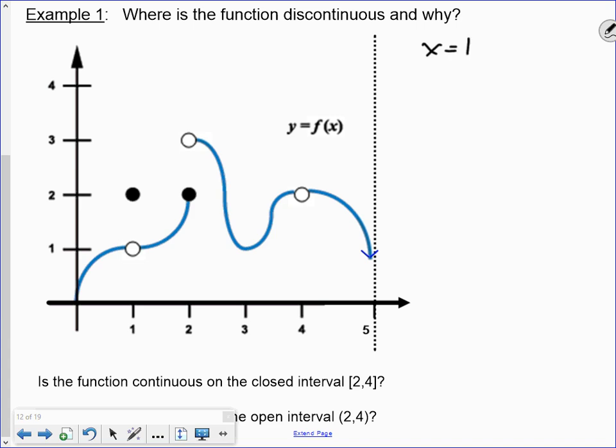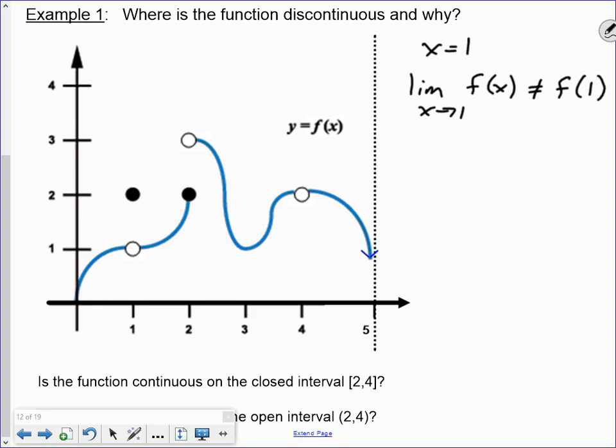Now, we don't want to say that it's discontinuous just because there's a gap in the function. We want to connect it back to those three conditions necessary for continuity that we talked about up at the top of the page. So at this point, x equals 1, the reason that this is discontinuous is that the limit as x tends to 1 of f of x exists, because as we approach from the left and the right, both sides of that curve are approaching the value of 1, but that limit is not equal to the value of the function. The value of the function at that point is 2 rather than being equal to the value of the limit.